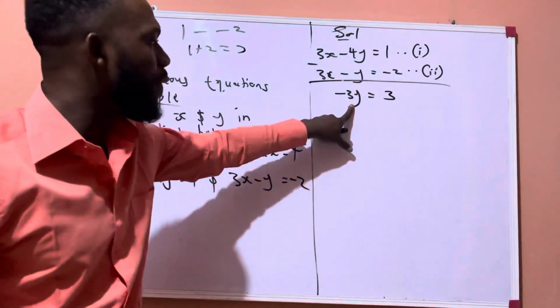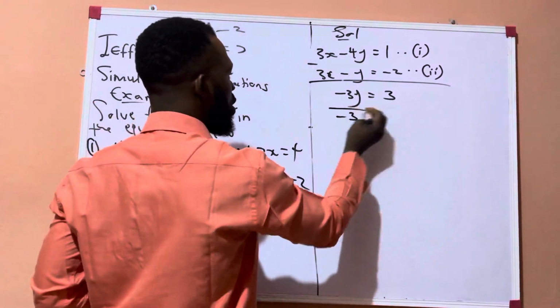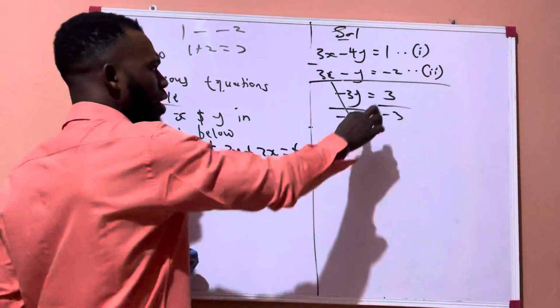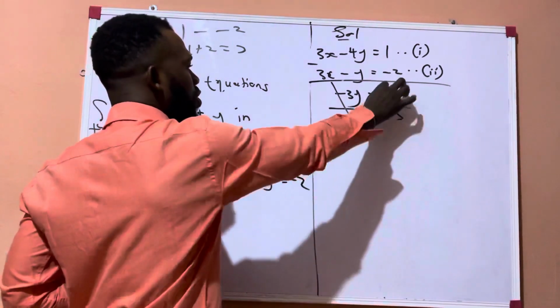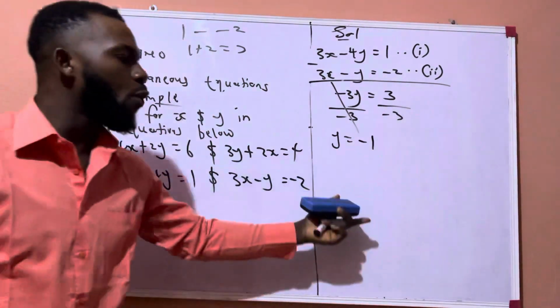Now, if I'm looking for the value of y, what do I do? I divide both sides by minus 3. Now here becomes over minus 3, and here becomes over minus 3. Now when minus 3 comes towards minus 3, what do I have? y. Now 3 divided by minus 3 will give us what? Minus 1. So it means the value of y is minus 1.